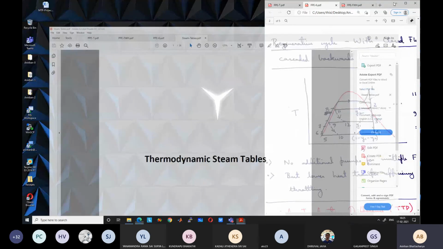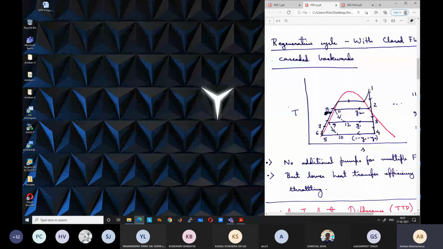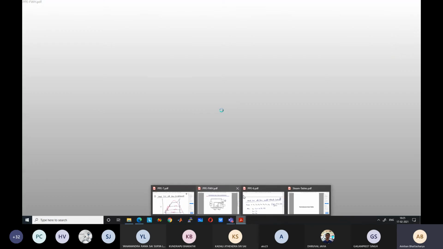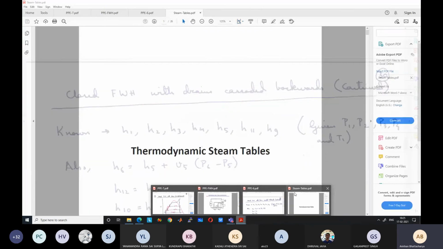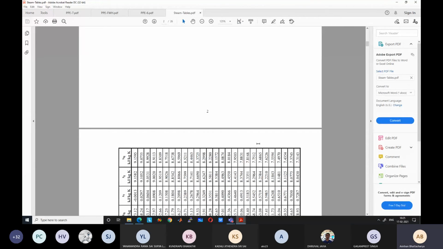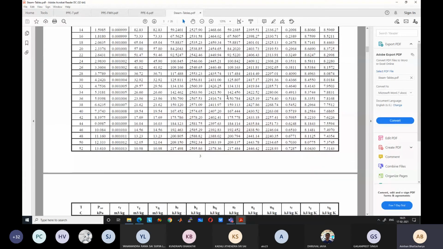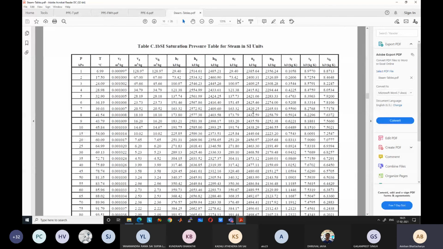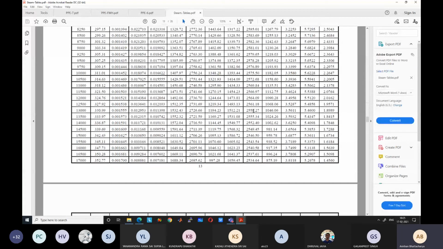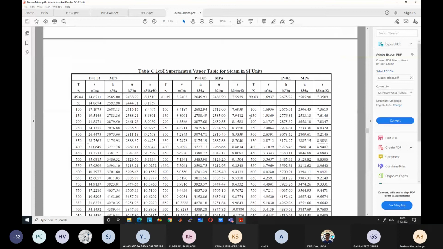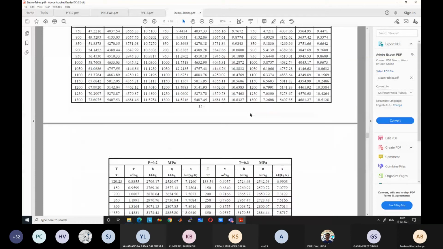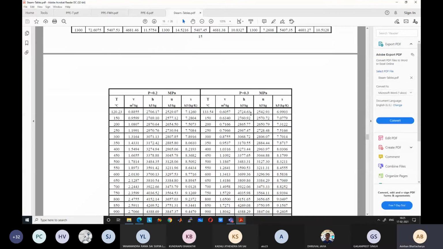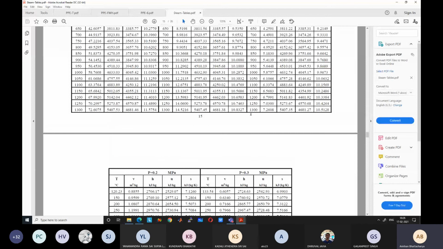It is superheated state, so we have to go to the superheated steam tables. The first steam table is the saturated steam table, so we don't want that. We want to go to the superheated steam table. I have already explained once, but let me explain again. And you should practice problems like this. Make up your own problems and practice. This is the superheated vapor table for steam.